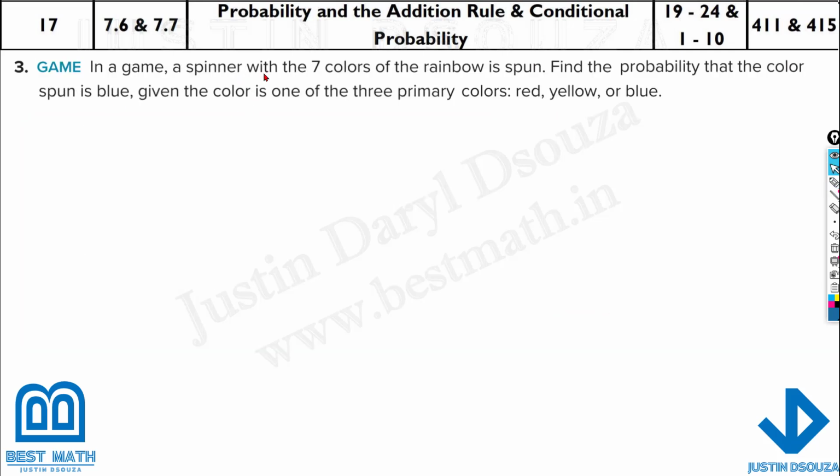It's about a game. In a game, a spinner with 7 colors of the rainbow is spun. Rainbow has 7 colors. Find the probability that the color spun is blue, given that the color is one of the 3 primary colors: red, yellow, blue. Over here, it's the condition. Given that they have told 3 primary colors, 3 out of 7. Up above, what do we have to write? The probability of A and B. It should be blue, common to this condition and this, right? Blue is the only color which is common, 1 out of 7.